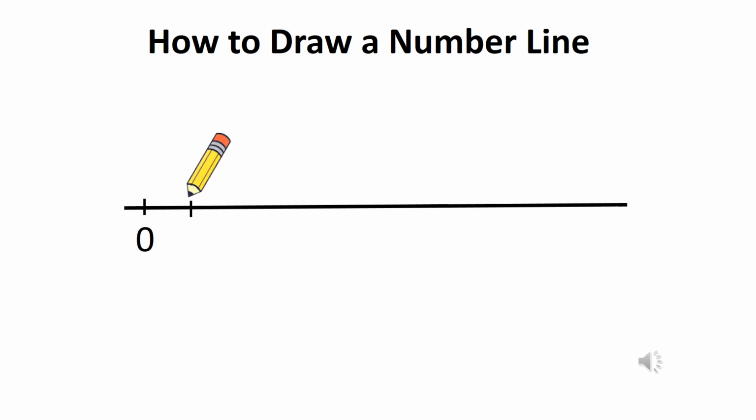Now move a little bit to the right. Draw another little line that goes up and down. Now write the number 1 under the line. So far your number line has a 0 and a 1. Keep going until you've filled up your line.